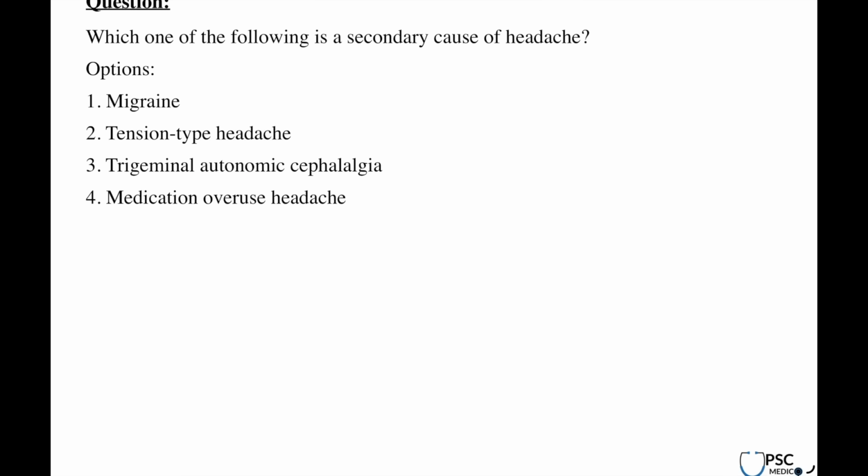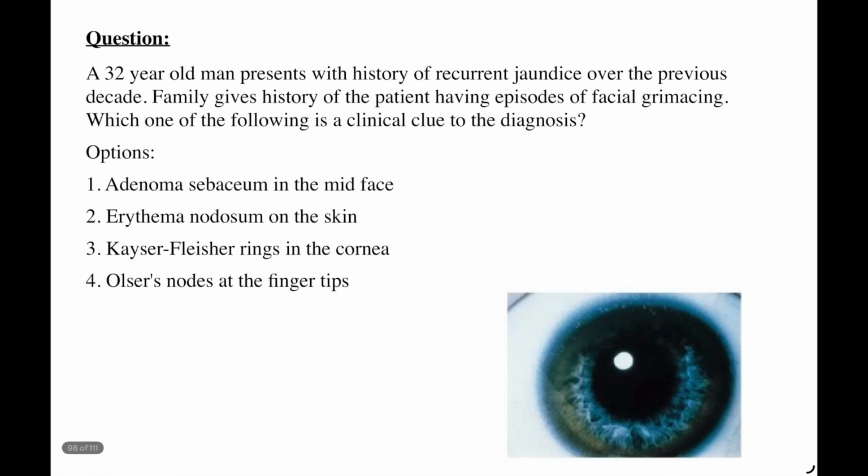Now, which one of the following is a secondary cause of headache? See, primary headache is migraine, tension type, trigeminal. Secondary headache is medication overdose because we are using medicines. That's why it is a secondary cause.